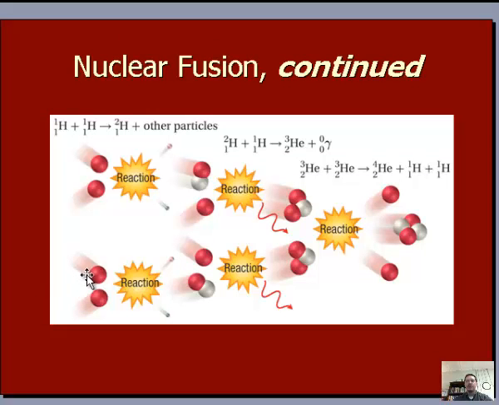So here's just a visual of what's going on. 2 hydrogen, some particles, hydrogen 2 and hydrogen 1, and then we get helium 3 that's produced. 2 helium 3s react, produce helium 4, and then 2 more hydrogens.